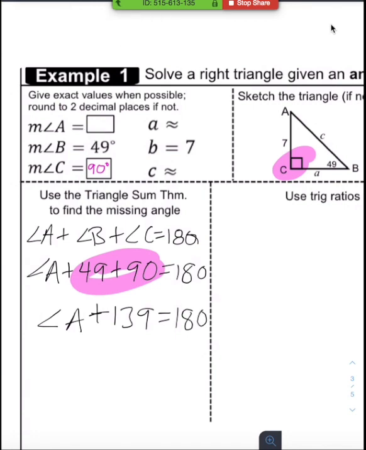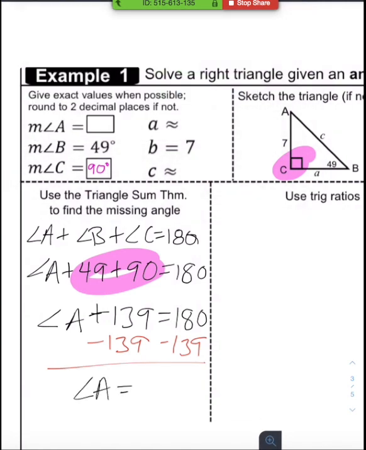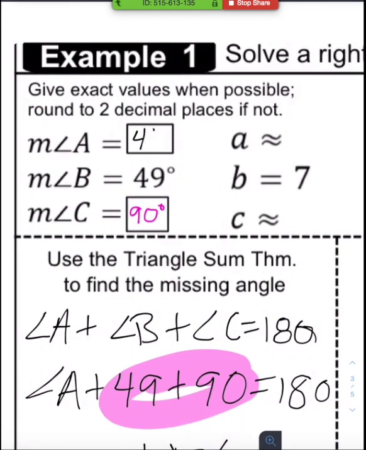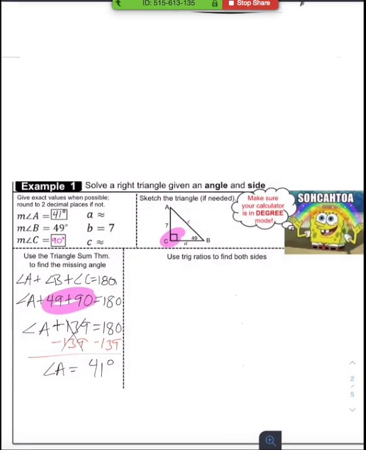Are there any questions? Remember, you can always ask questions in the chat box. Just shoot me a question there. No questions so far? All right, we're about to finish this one. Minus 139 minus 139, and we get that angle A has to equal 41 degrees. There you go. So now we can fill this in, 41 degrees. That was the easy part. Now let's go to the sides.